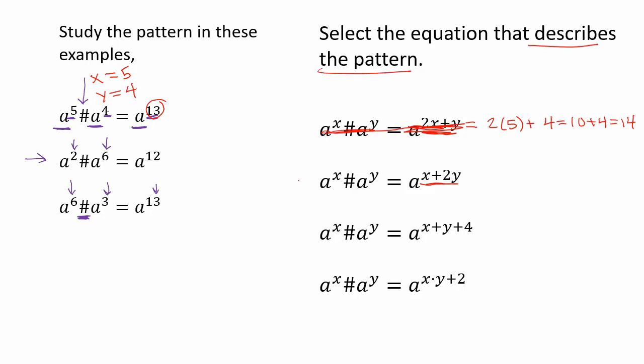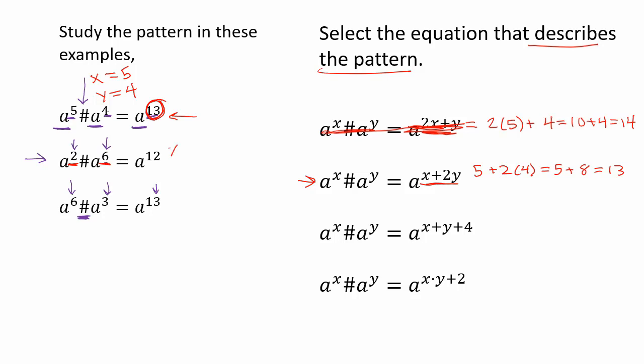Likewise, we check the second one. Again, x is 5 and y is 4. We're using this first example still. x is 5 plus 2 times 4, which is 5 plus 8, which is 13. That is equal to this exponent. So we're going to test it with the second set of exponents in our example.